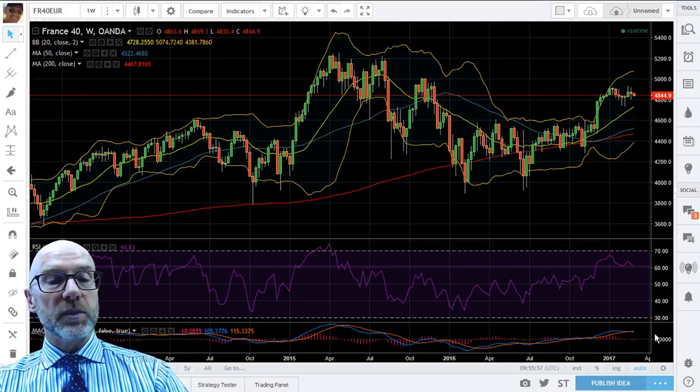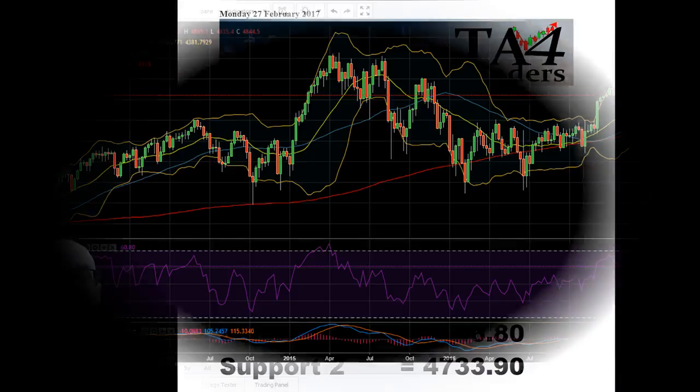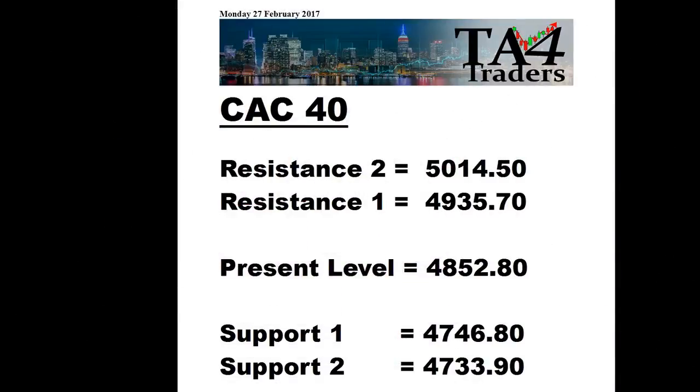On the support resistance levels, initial supports at 47.46.8 and 47.33.9.